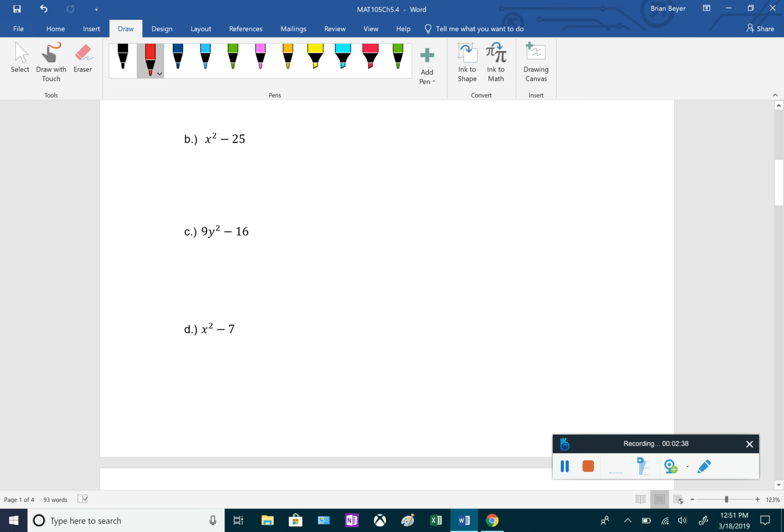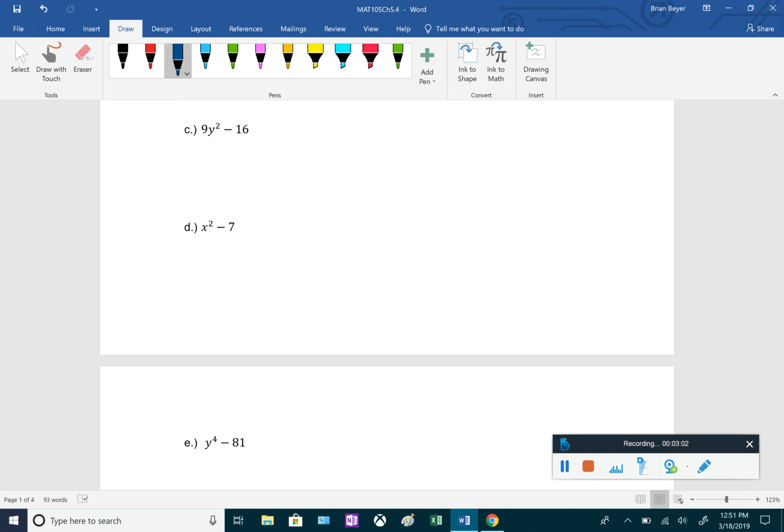Okay, next one we have x squared minus 25. This is the same thing as x squared minus 5 squared, because 5 squared is 25. So this is going to be x plus 5 times x minus 5. Okay, easy as that.